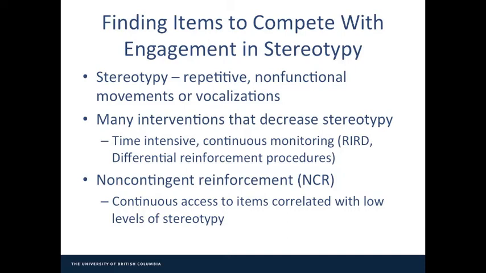And so, for example, in the case of response interruption and redirection, which involves observing the individual engage in stereotypy, interrupting it, and redirecting it to an appropriate alternative behavior, that requires that the person be able to monitor the individual continuously and intervene on every event of stereotypy. In some cases, that may be possible and may be a good treatment option, but in other cases, when continuous monitoring isn't possible, that might not be the best treatment selection.